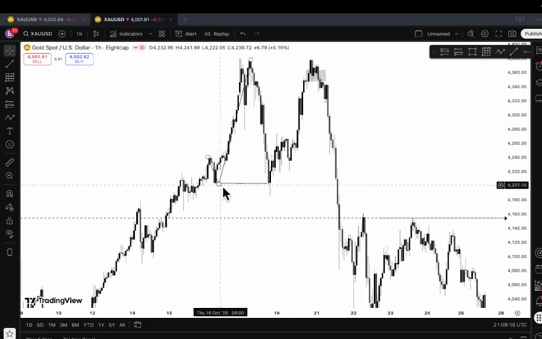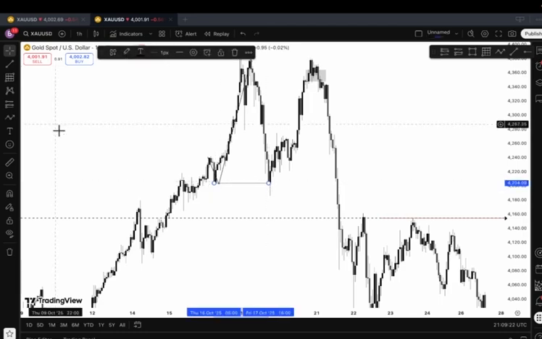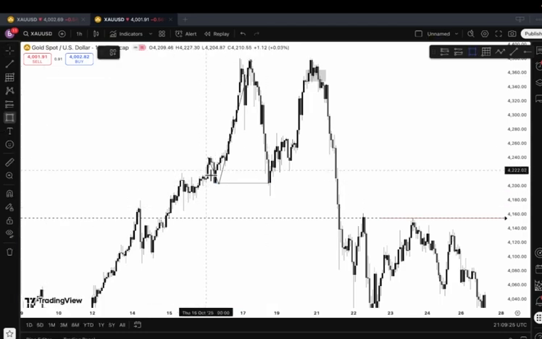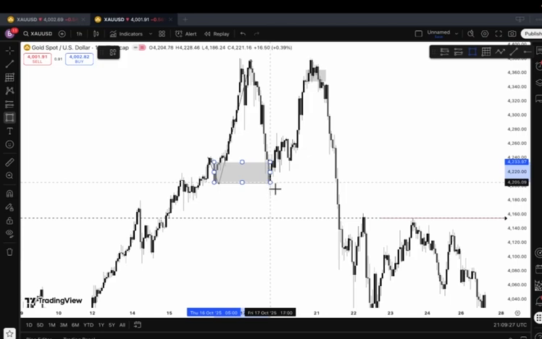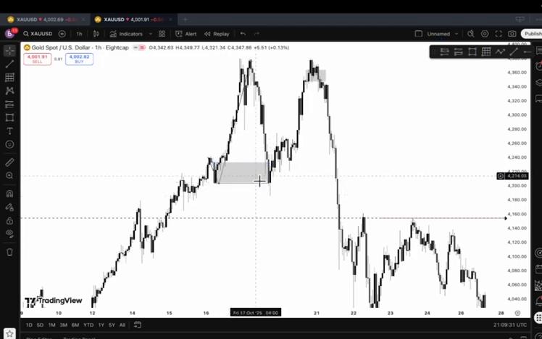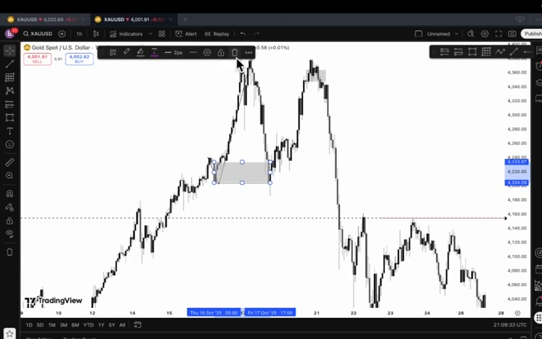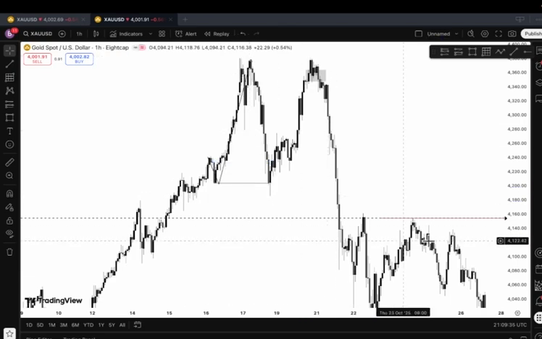Alright, now if you want to reclaim this inducement after it got taken out, you know perfectly well that if you are trying to buy at this point, you must be taken out by this, because you can't tell me that your SL is below this week. It's not possible. But then how can you reclaim this? It's very simple.